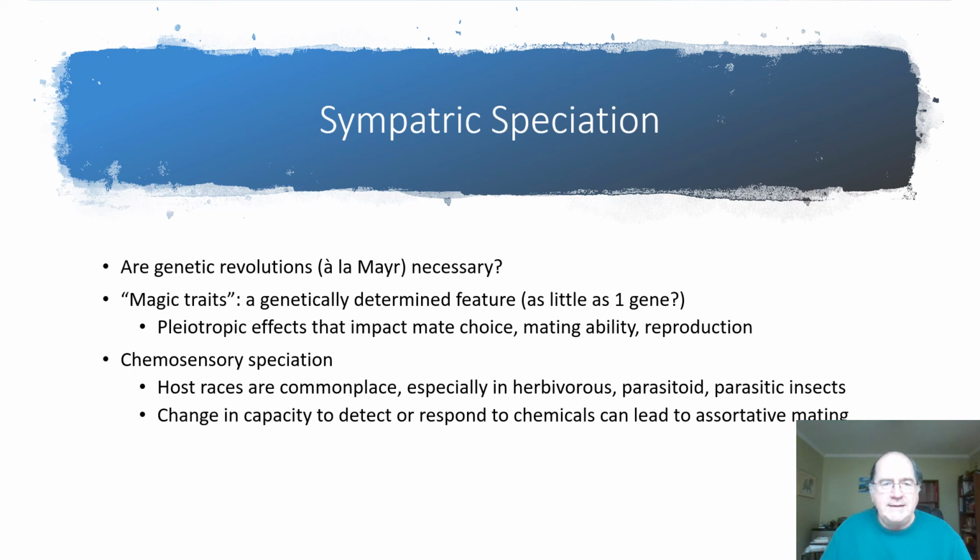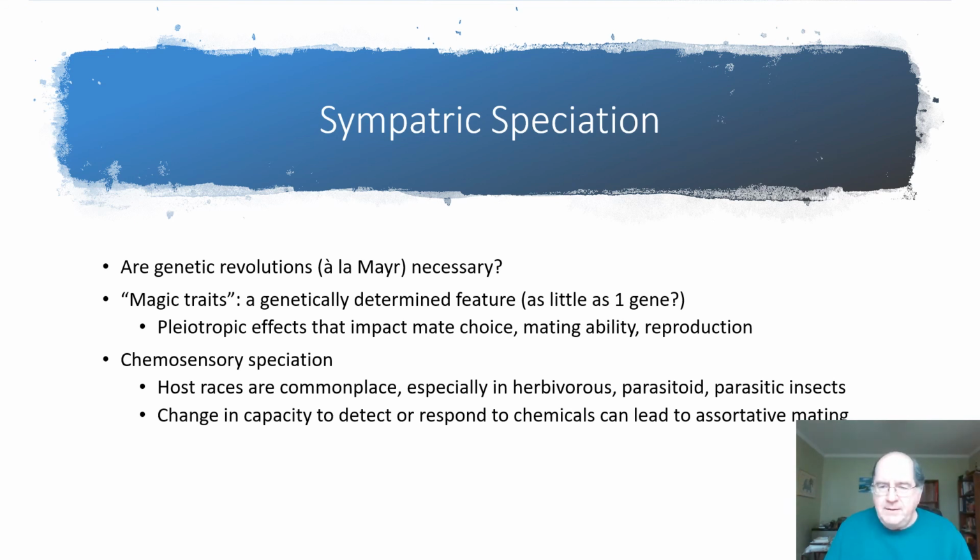to call them magic traits: that a small change, perhaps as little as a single gene, could have far-reaching pleiotropic effects, if you will, that impact mate choice, the ability to mate, the ability to find mates, the ability to successfully reproduce. And so one small change could lead to the sort of reproductive isolation that Mayr presupposed depended upon these massive changes to make things reproductively incompatible.